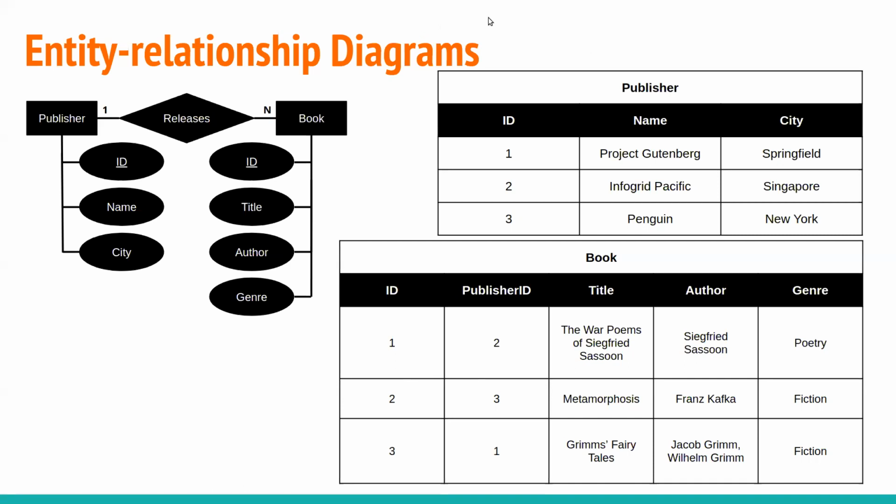Again, not too bad of a question because the data is represented in a sensible way. We can find the author Siegfried Sassoon. We can find the publisher who published the book by Siegfried Sassoon. Publisher 2. We can jump over to 2 and we can see that it's Infogrid Pacific. So that's that.